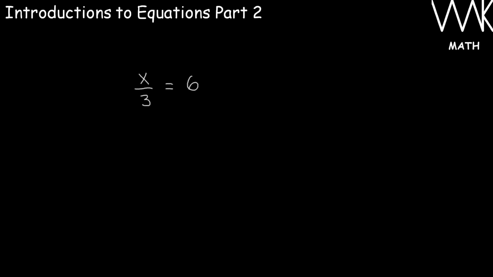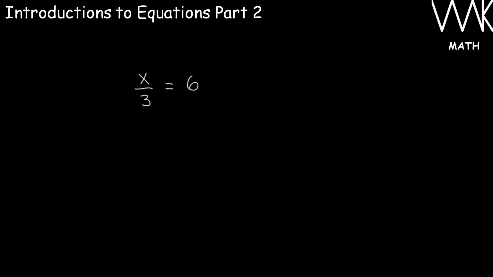Our final example, x divided by 3 equals 6. How do we think about this? Think of x as being divided into 3 pieces, so we only have a third of the x. We need to get to the whole x. What do we do here?